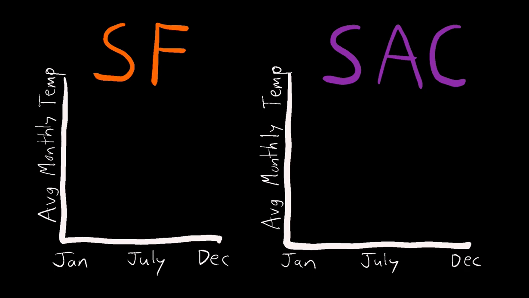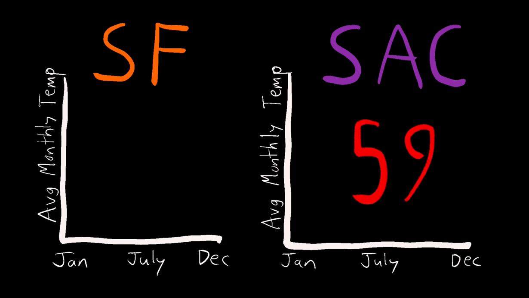Anybody who has been to both San Francisco and Sacramento knows that these cities have very different climates. And you'd especially know that if you've been there during the summer. Sacramento gets way hotter than San Francisco. Now, what's weird is their annual average temperature is actually pretty similar.